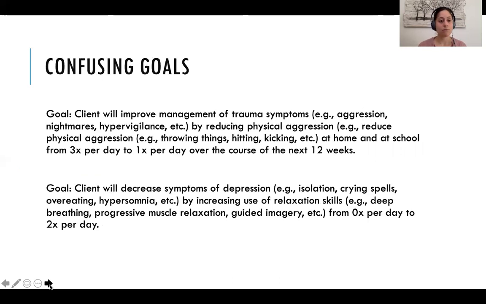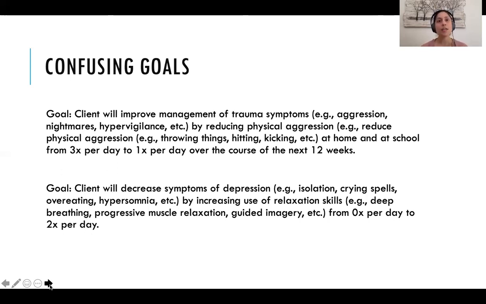Okay, so here are some confusing goals. The first one: client will improve management of trauma symptoms, for example, aggression, nightmares, hypervigilance, etc., by reducing physical aggression, for example, throwing things, hitting, kicking, etc., at home and at school from 3 times per day to 1 time per day over the course of the next 12 weeks.